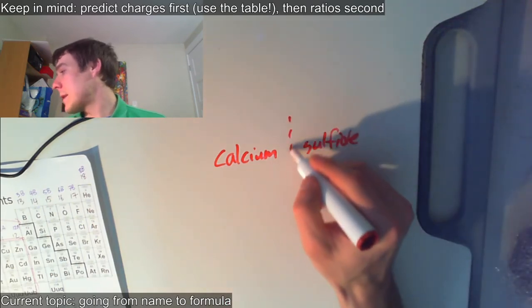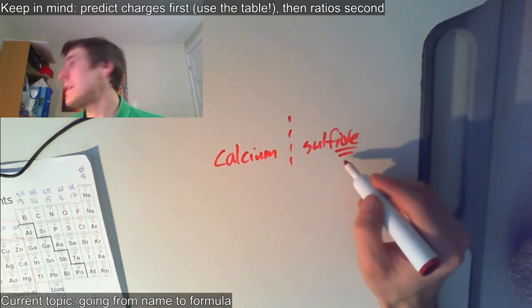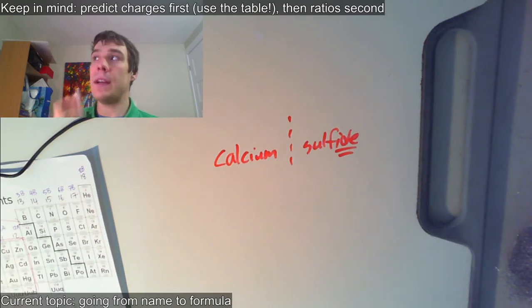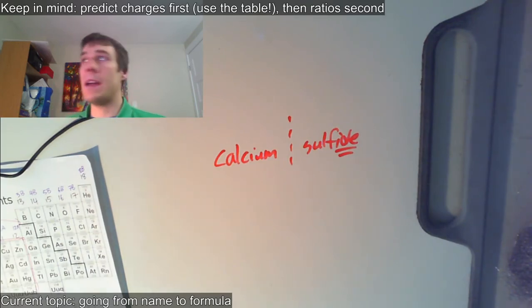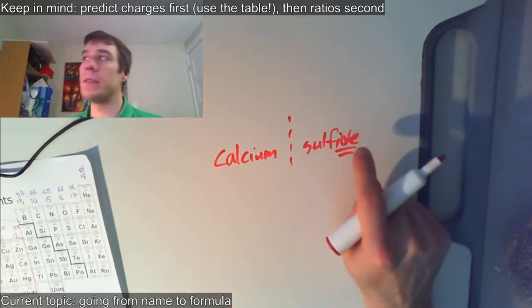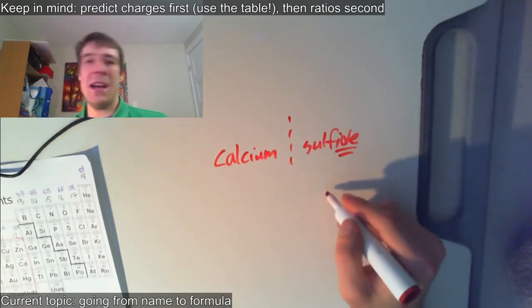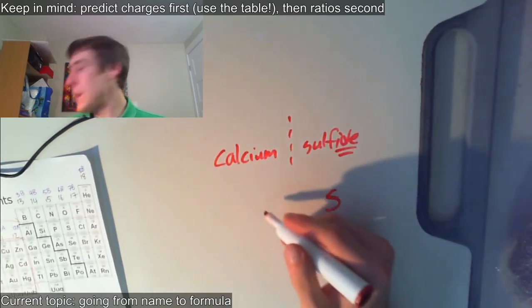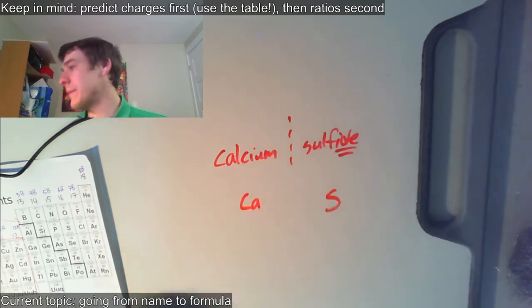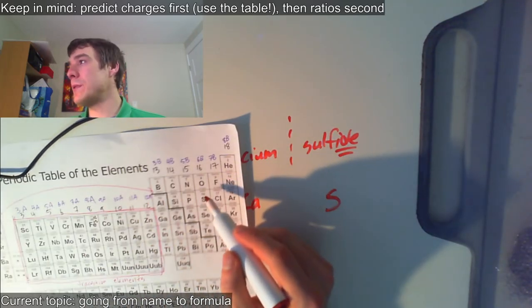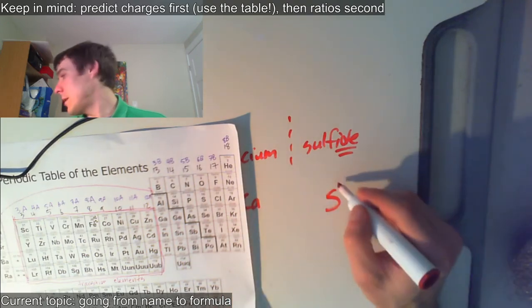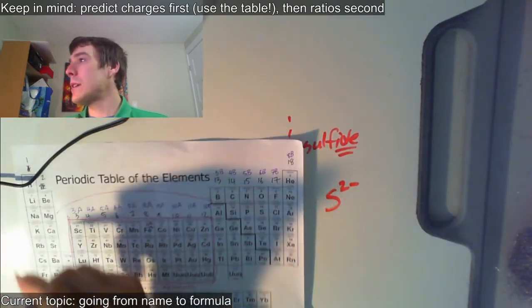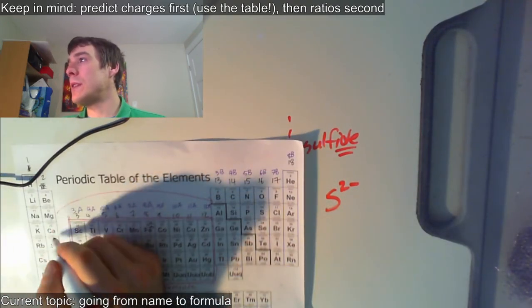Well, you've got calcium and sulfide. The "ide" tells me that it's a single atom. "Ide" is only for single atoms. You can think like individual, ID, maybe, "ide." Sulfur, S. This is calcium. I look at my table. Sulfur is over here, 2 away from argon. So 2 minus. Calcium is over here in the second column.